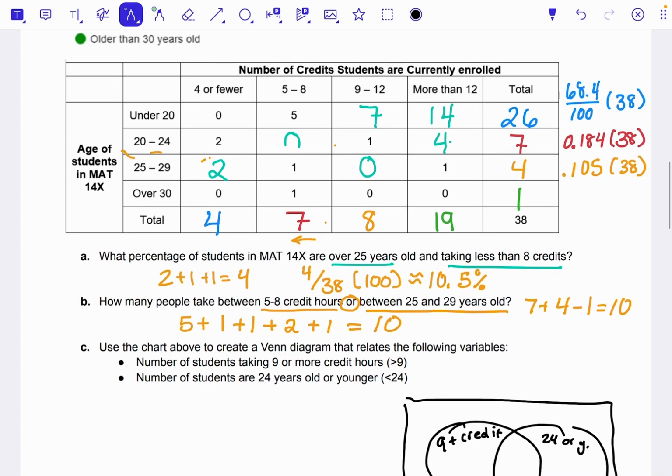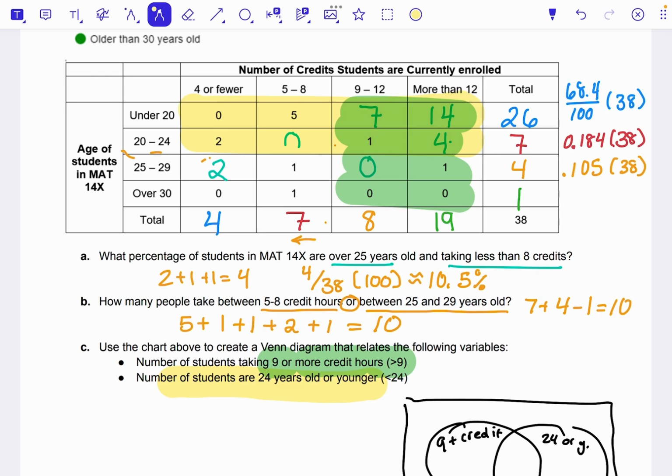Okay, so let's highlight the 9 or more credit hours. So that would be everyone in those columns. Okay, feeling good? All right, then we're going to go through and do the students who are 24 years old or younger. So that would be everyone in those rows.